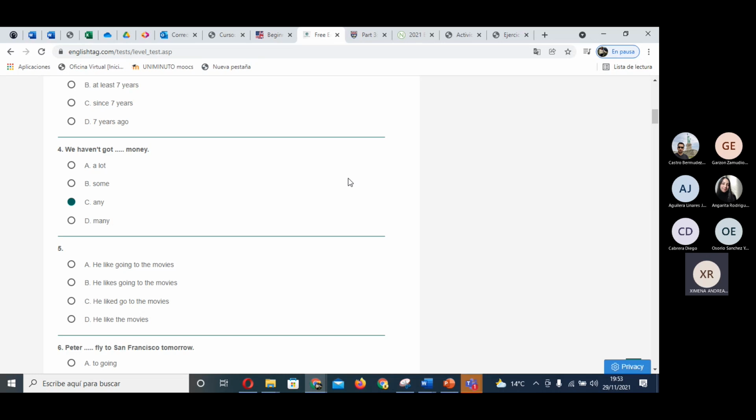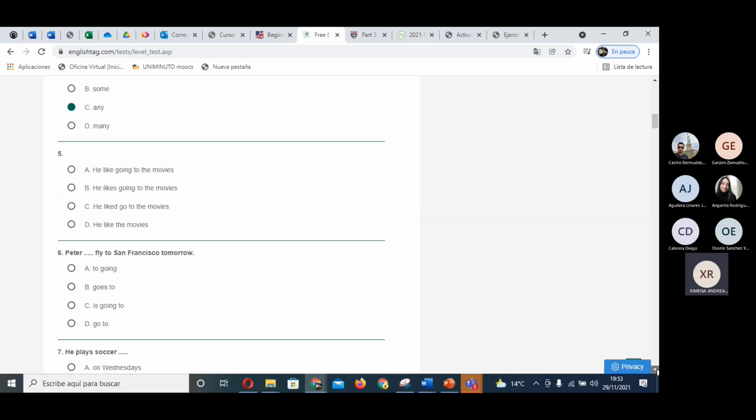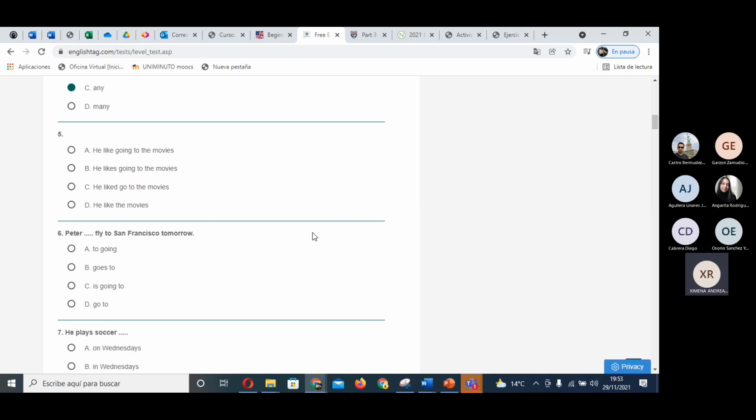Esperen que como también estoy escribiendo en el chat. A word that is used for negative sentences. Yes. Remember, any for negative sentences and also for questions, right? Very good. Let's see the number 5. Question number 5. You have to select the correct sentence.